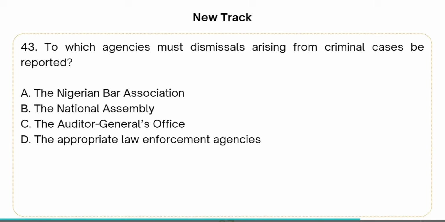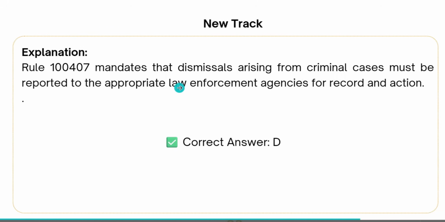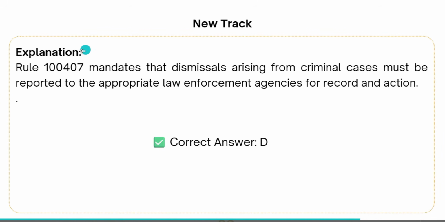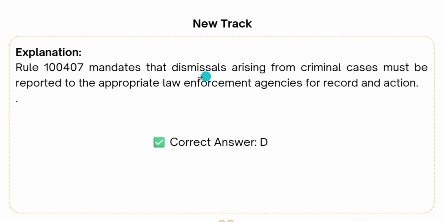The right option is option D. Dismissal arising from criminal cases should be reported to the appropriate law enforcement agencies. That's what Section 4, Paragraph 7 of Chapter 10 mandates, that dismissal arising from criminal cases must be reported to the appropriate law enforcement agencies for record and actions.